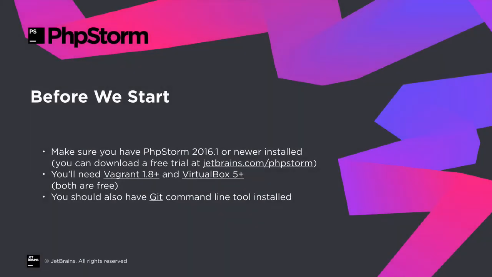In order to complete the workshop, you're going to need a few things. You'll need a fairly up-to-date version of PhpStorm, 2016.1 or newer. You can download a free trial at jetbrains.com/phpstorm for Windows, Linux, or Mac OS X. You'll need a PHP runtime as well. If you already have one installed on your local machine, you can use that just fine. PHP 7 or newer is recommended.